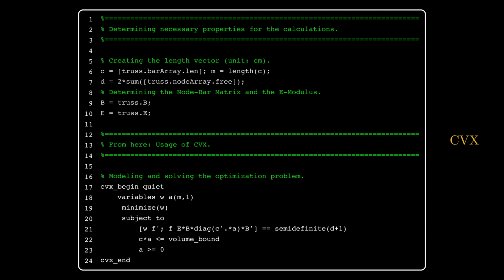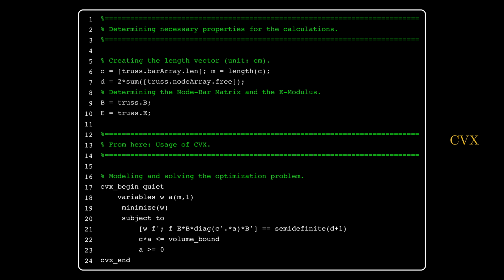Basically, the code here is made up of 2 parts. The first part involves extracting all the necessary properties for the calculations, and in the second part a solution for the optimization program will be calculated. From line 6 to 7 we initialize a vector C containing the length of every bar in the truss, the amount of bars M, which is then given by the length of the vector C, and the number D, which is equal to 2 times the amount of free nodes in the truss. Please note that the vector C in this example is a row vector and not a column vector.